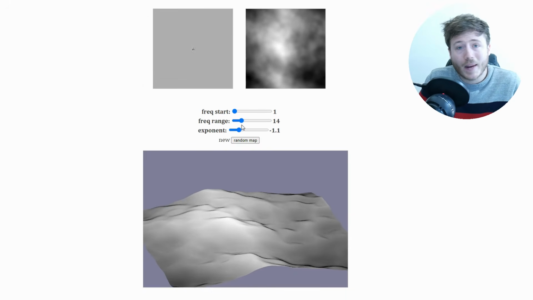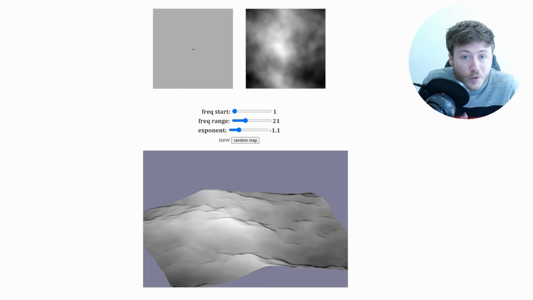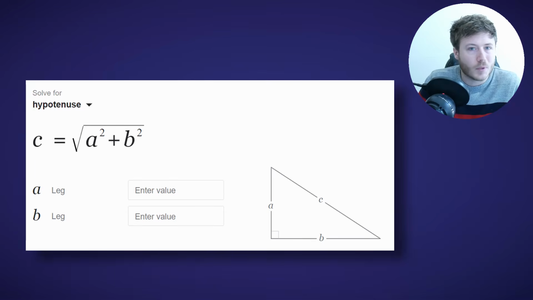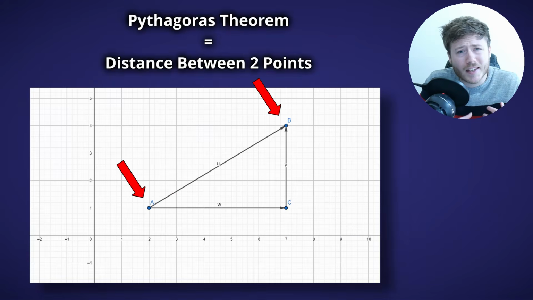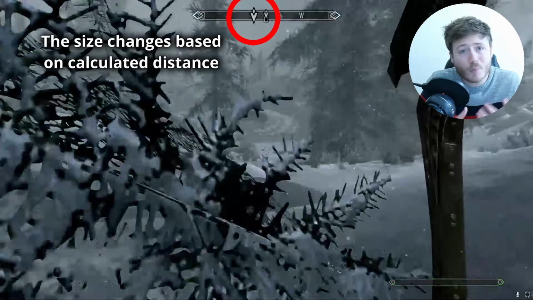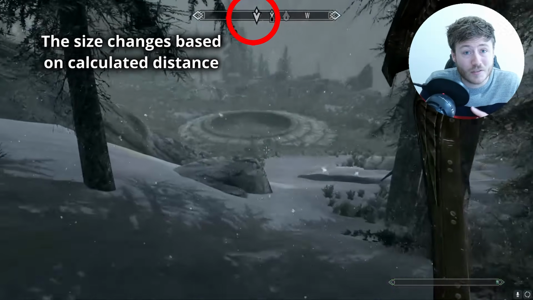But after talking about sine and cos for a while, and all this stuff relating to triangles, I do have to mention Pythagoras' Theorem. This is immensely useful because it lets us find the distance between 2 points. This is really useful for things like circle collisions, but can also just be used for knowing how far away two things are from one another. A really common example of this is waypoints in games like Skyrim. They tell you just how far away your character is from the waypoint.